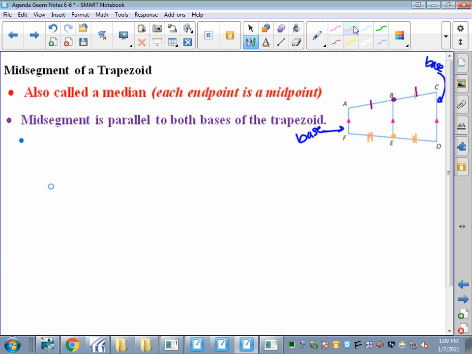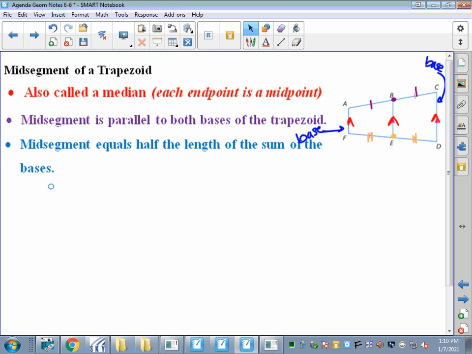So notice AF and CD, the two bases, have the parallel arrows, but so does BE. BE is the mid-segment or the median of that trapezoid. Now, thankfully, we get to do a little bit of math. Let me put some words out here first, see if you can kind of digest this.